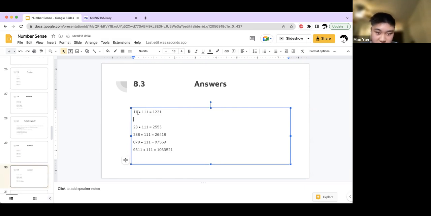So 11 times 111. First off, you'd have a 1. Then you add these 2 digits. I guess an easier way to think about this would be 0, 0, 1, 1. So first you would have 1. Then you would have 1, 1 to get 2. Then you would add these ones, which would still be 2. And then you add these ones, which would be 1. And that's all.